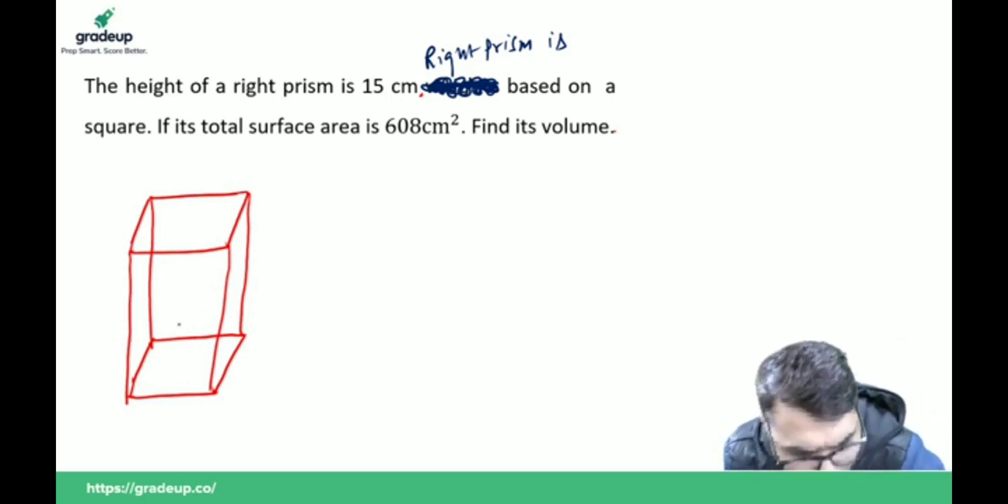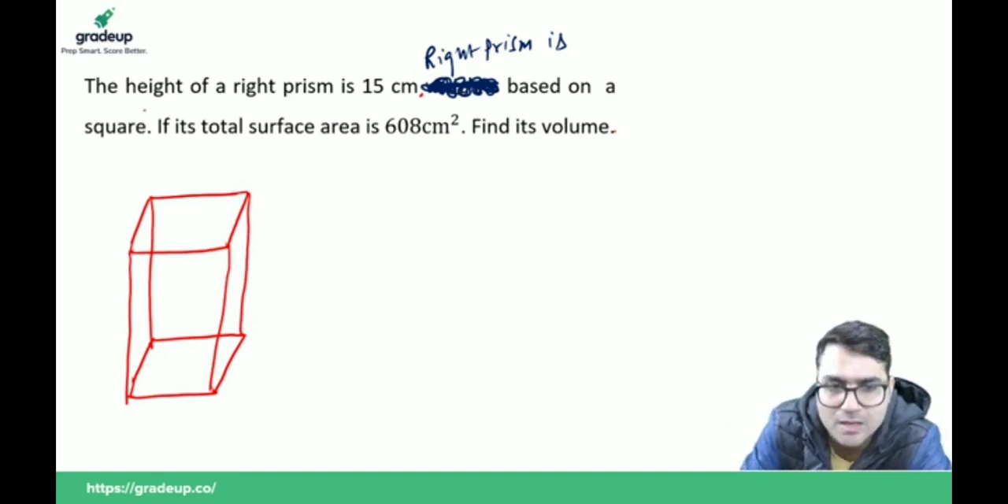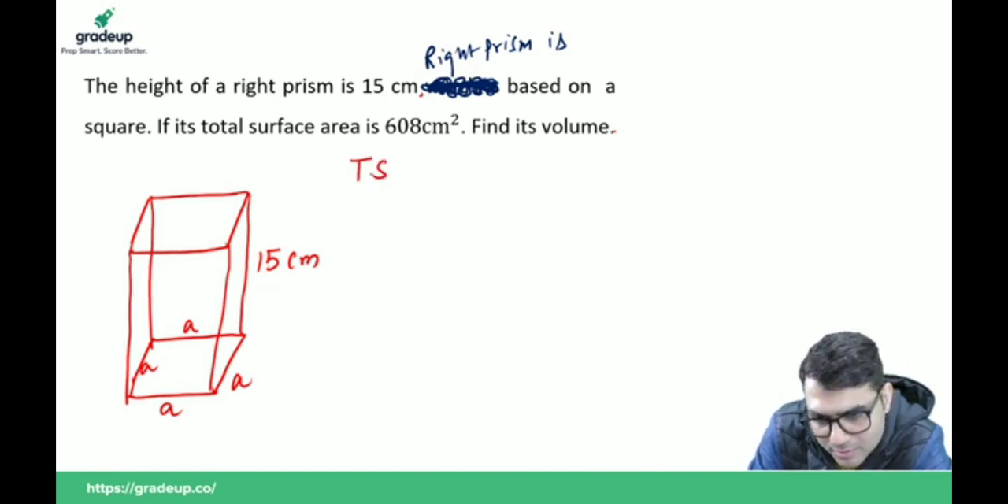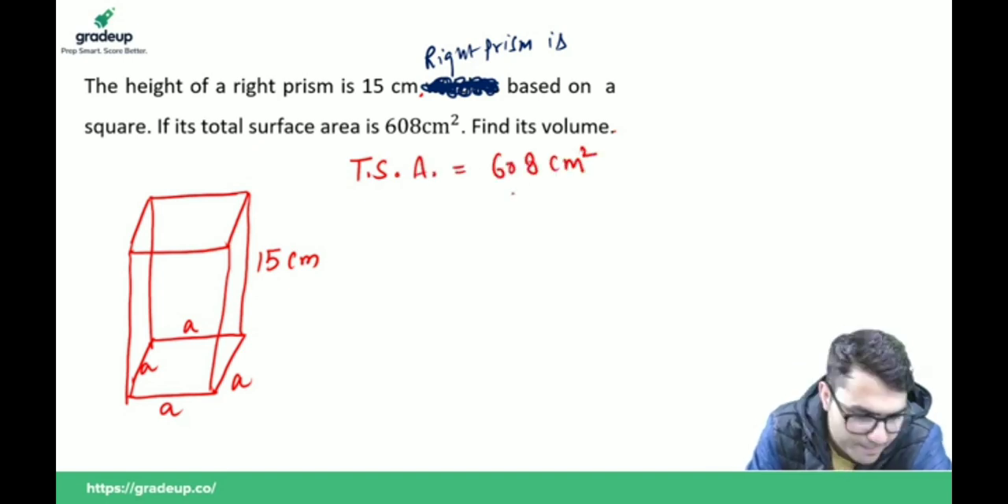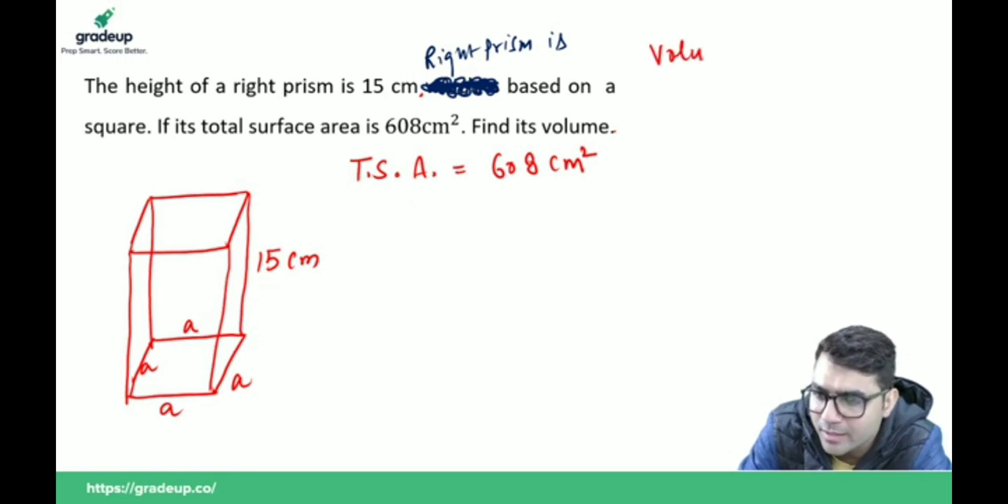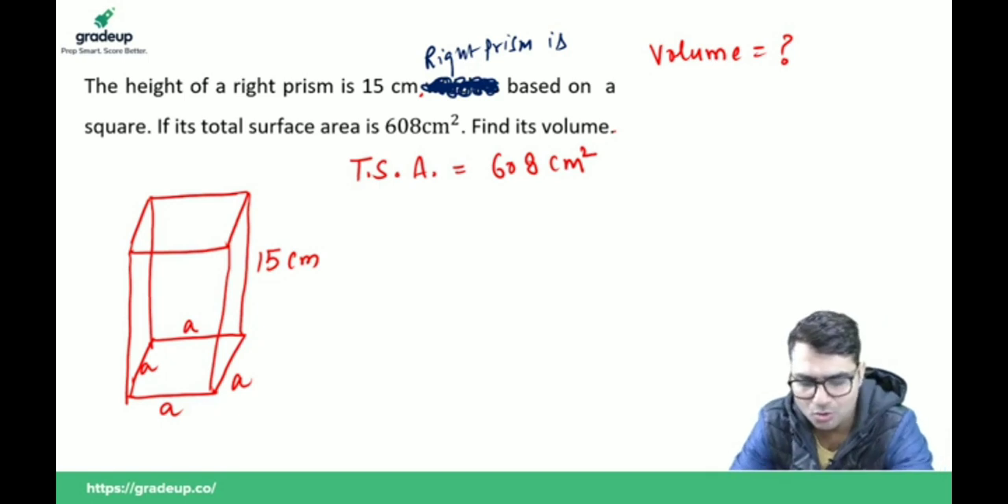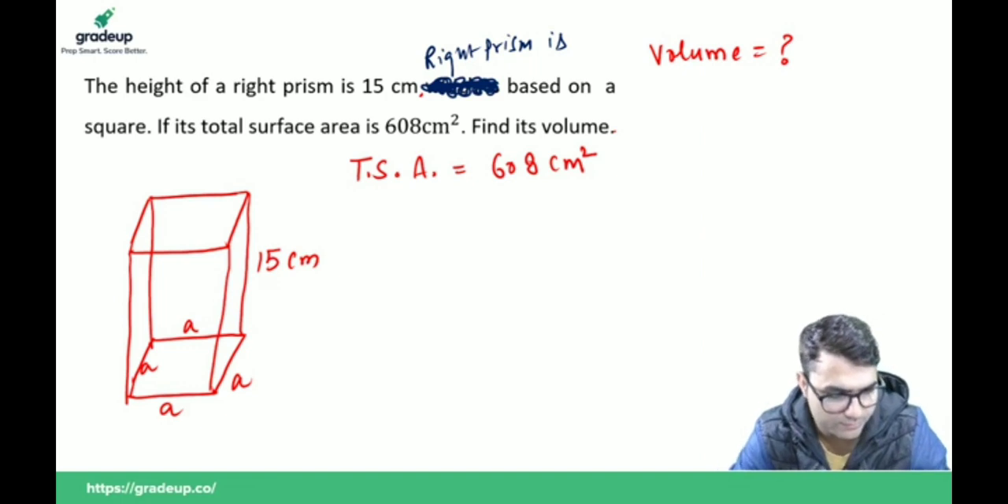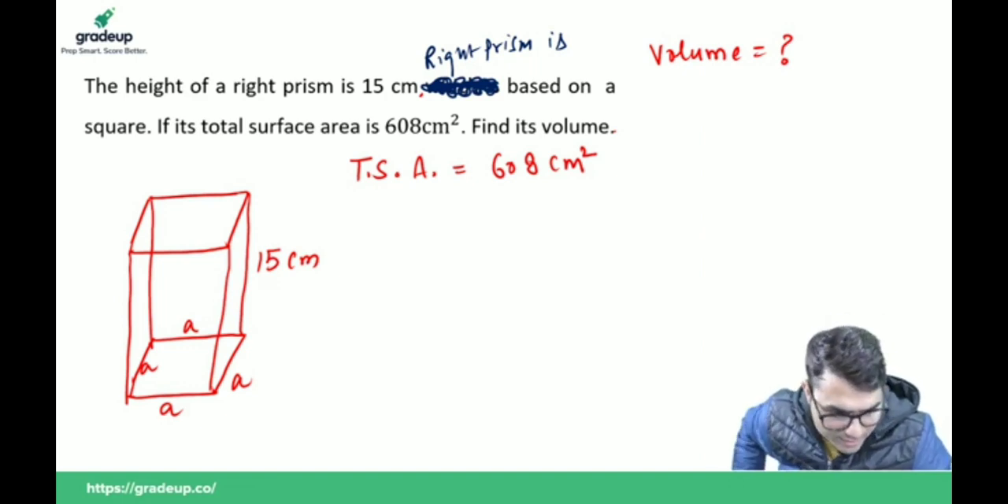Yes, this is the cuboid. Exactly. The height of the right prism is 15 centimeter, and the right prism is based on a square. Let's say the side of the square is a. The total surface area is 608 centimeter square, and we have to find the volume. Is the question clear to all of you? Yes or no? Write in the comment box.